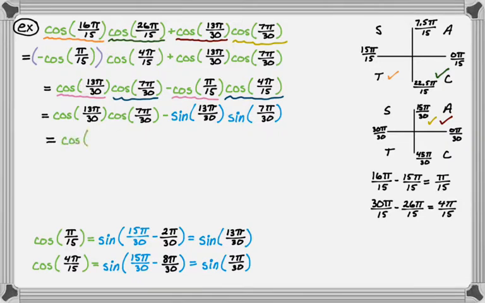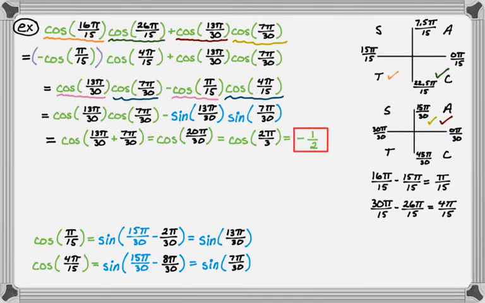So cosine of a plus b, so 13 pi over 30 plus 7 pi over 30, which is the cosine of 20 pi over 30, which is the cosine of 2 pi over 3. And the cosine of 2 pi over 3 we have memorized is negative 1/2.